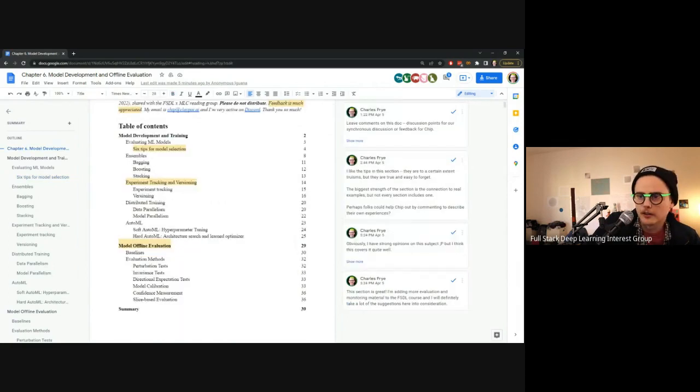All right. There's a long section on ensembling, which has some interesting stuff in it. We could talk about that. I have lots of thoughts on experiment tracking and versioning, since that's where I've worked in the past.